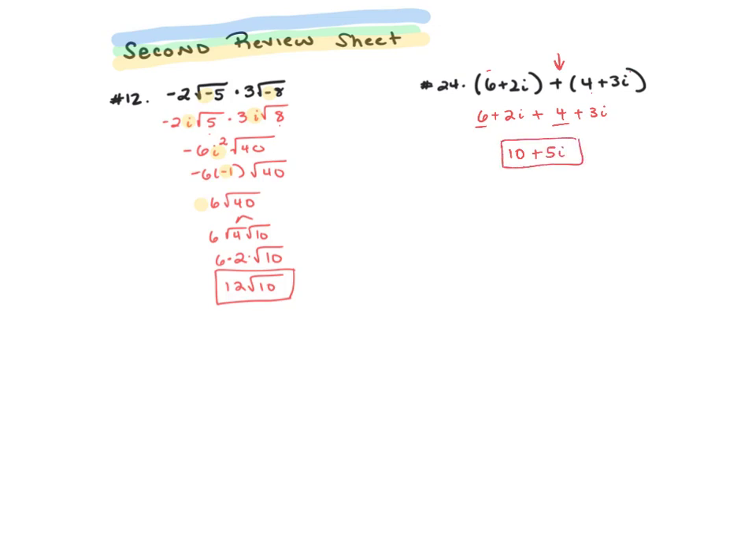Making sure I write it in the standard form for complex numbers, which is the real part plus the imaginary part, or minus the imaginary part.